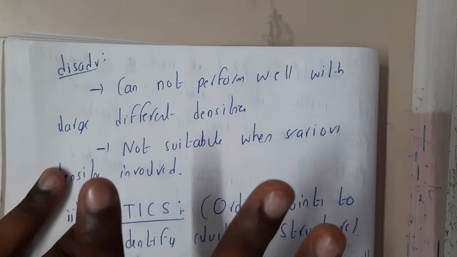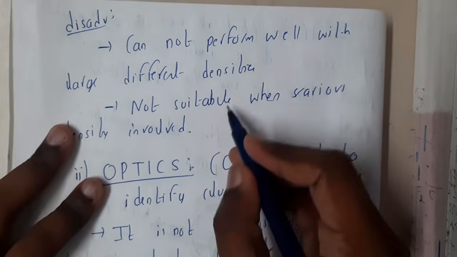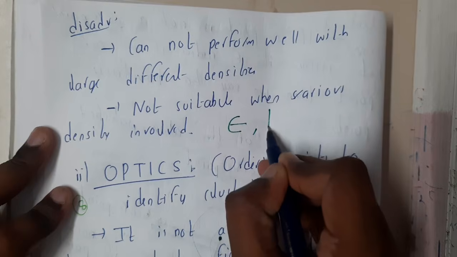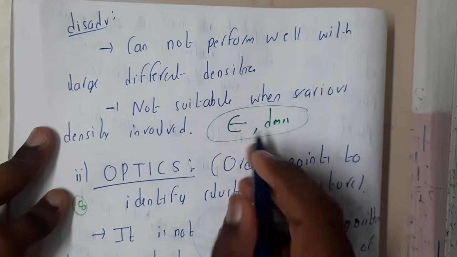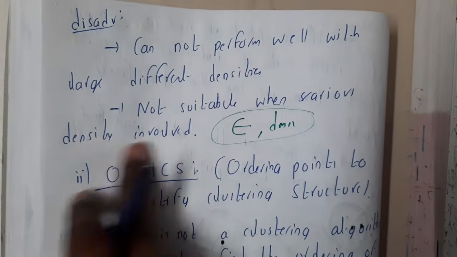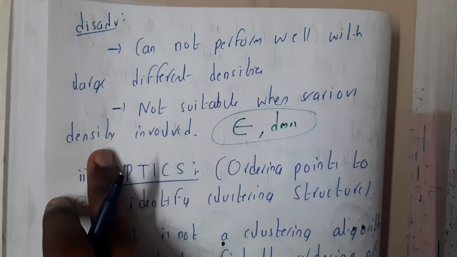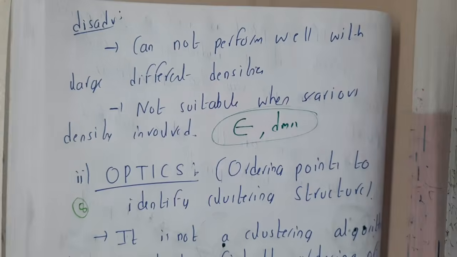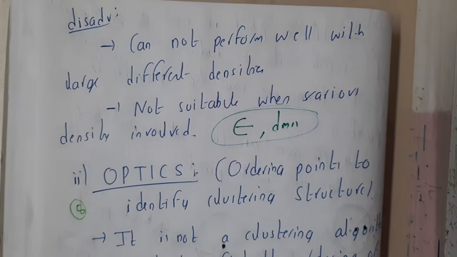And the disadvantages are that it cannot perform well on large data density, guys. If the data is too large, it is a bit complex, and identifying the value of epsilon and minimum points is a confusion, because we cannot judge them, right? It is also not suitable when the scenarios involve varying density. So this is also an issue, right? I hope everyone got some basic idea.